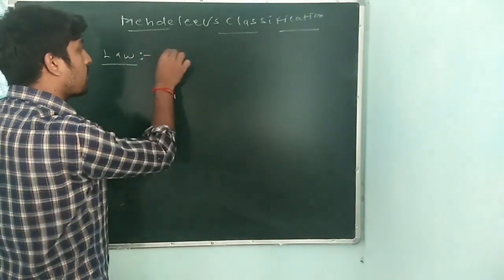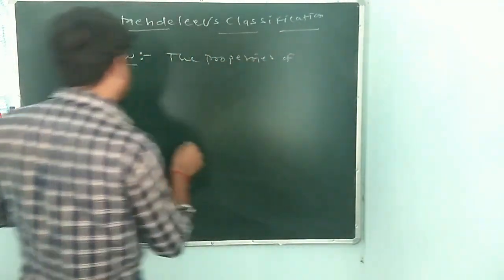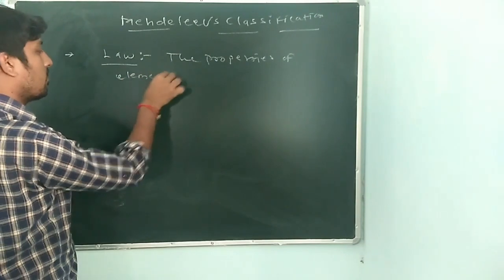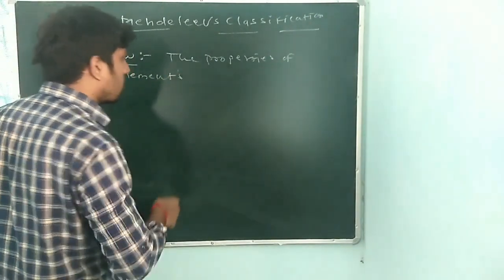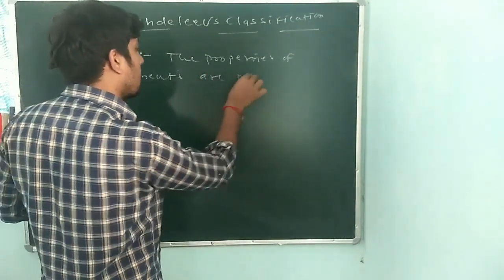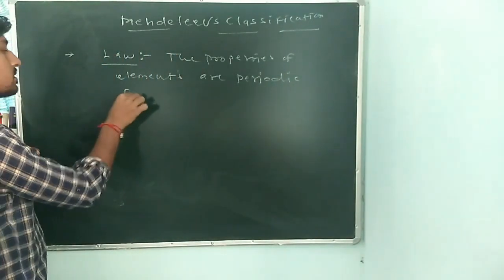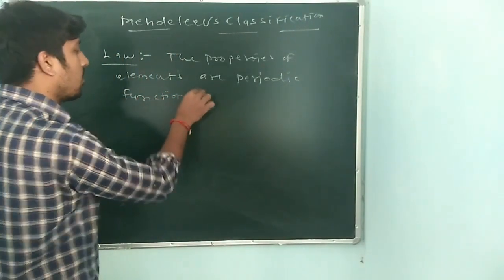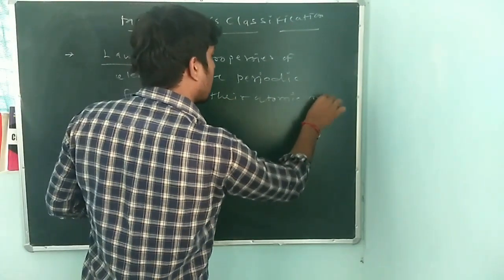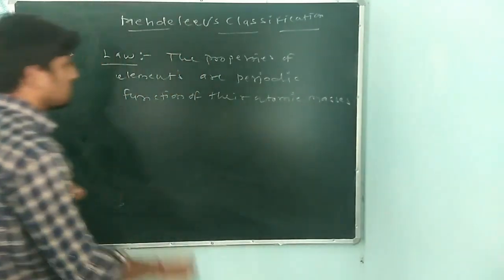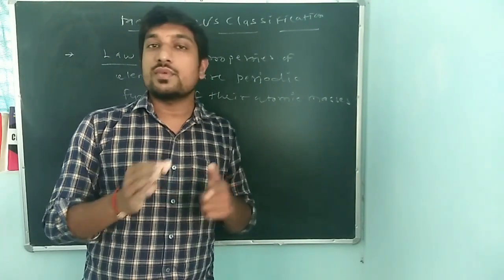According to Mendeleev, the properties of elements are a periodic function of their atomic masses. Okay, so this is the law of Mendeleev. Mendeleev arranged the elements by their atomic masses.